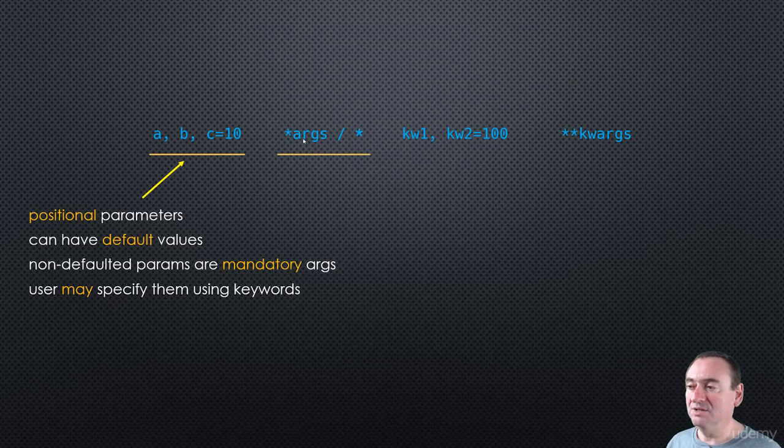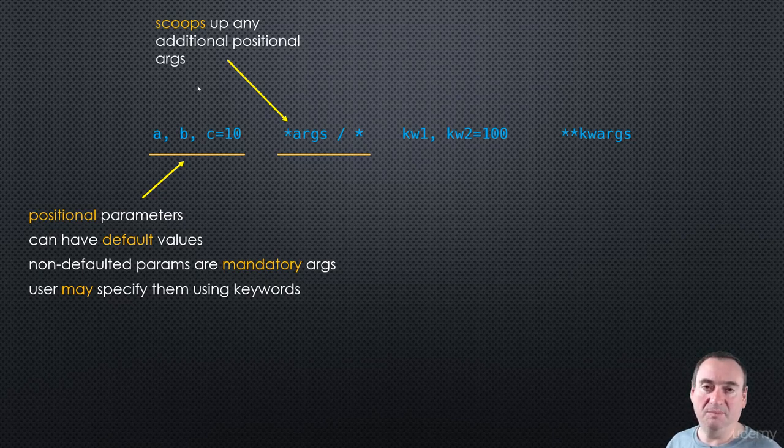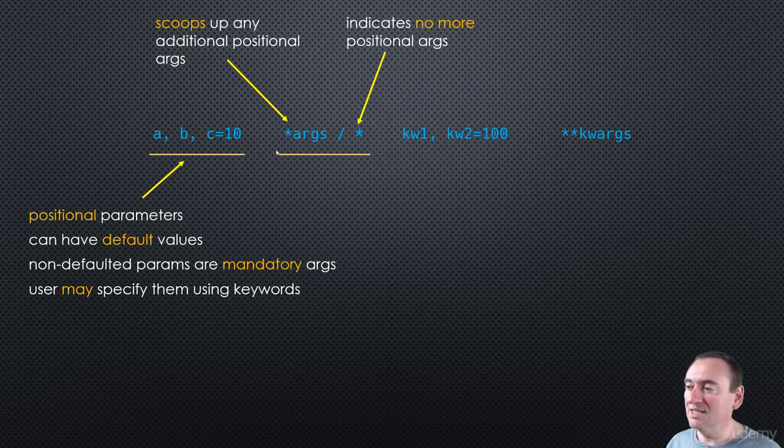Then the next section is this star args or star that comes after the positional parameters. Now the star args basically scoops up any additional arguments that are being passed in that don't match up with the specifically named ones. The star indicates that there are no more positional arguments after this point. So in this case, we would have A, B, and C, and that would be it. The user would not be able to specify more than 3 positional arguments when calling this function.